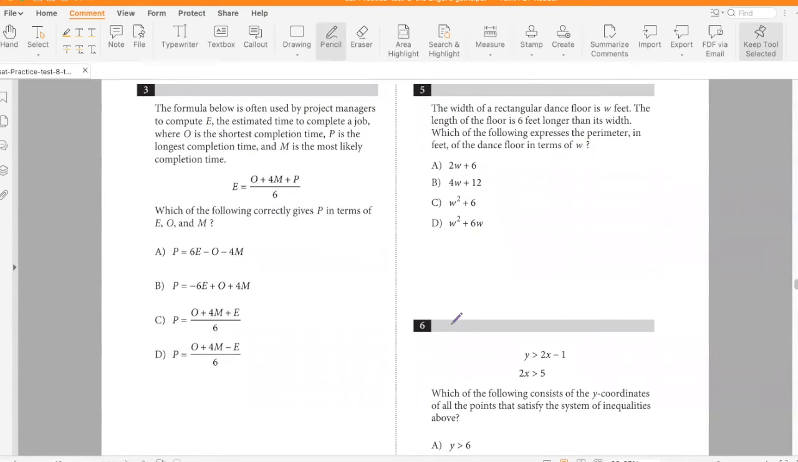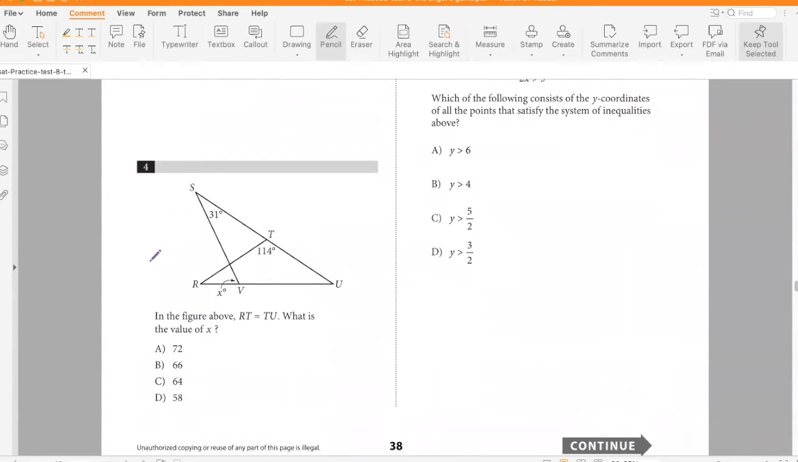The formula below is often used by project managers to compute E, the estimated time to complete a job, where O is the shortest completion time, P is the longest completion time, and M is the most likely completion time. Which of the following correctly gives P in terms of E, O, and M? So 6E is O plus 4M plus P. So P is 6E minus O minus 4M. 6E minus O minus 4M, option A.